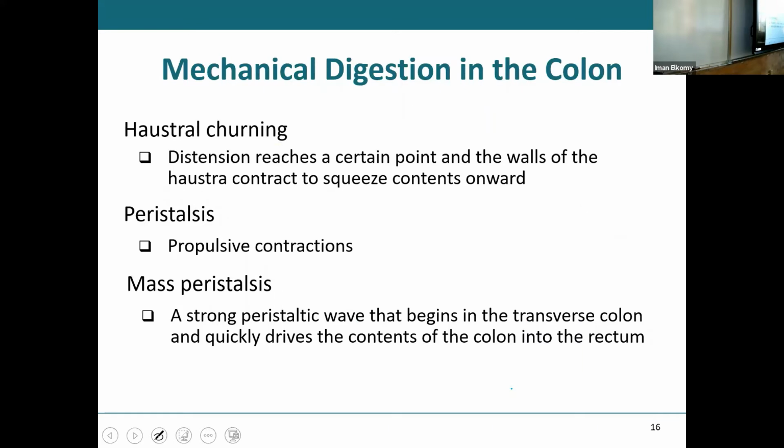Movement-wise, the three types of movements we're going to see are haustral turning, peristalsis, and then mass peristalsis. Haustral turning is whenever stuff starts to come in and pack, the walls will contract and push it down further. Peristalsis is that same worm-like movement that we saw in the rest of the GI tract. Mass peristalsis is in preparation for elimination. That is when everyone's contracting.